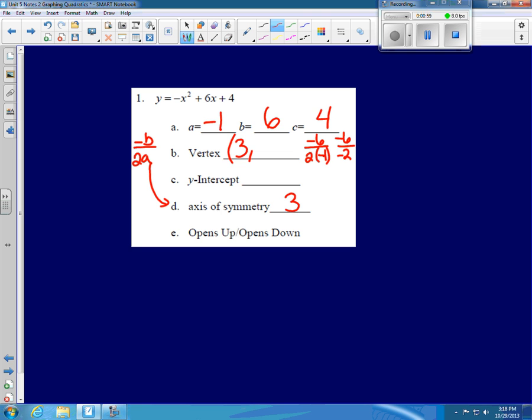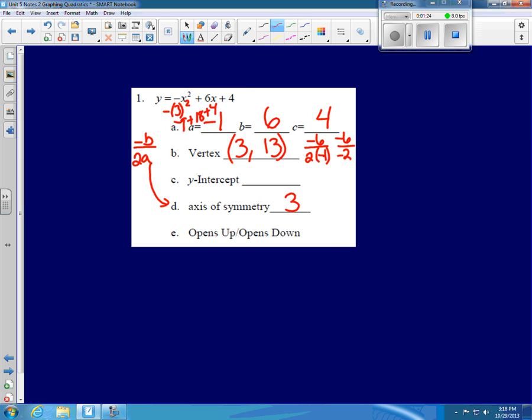We're going to plug that 3 back in and find our y. Now, when you're doing this first piece here, we need to square and then times it by the negative. So that's going to give us -9. 6 times 3 gives us 18 plus 4. So -9 plus 18 plus 4 is going to give us 13.